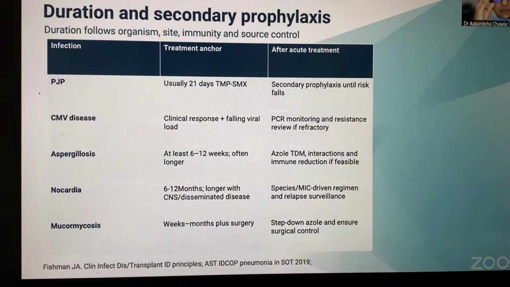Then duration of treatment for pneumocystis jirovecii, we know it is with trimethoprim sulfamethoxazole for 21 days. For CMV disease, it is again 14 to 21 days. You may extend beyond 21 days if the symptoms are still persisting or the viral load is still high. For aspergillus, at least 6 to 12 weeks. Nocardia, 6 to 12 months. May require longer with CNS or disseminated disease. For mucormycosis, weeks or 2 and months.